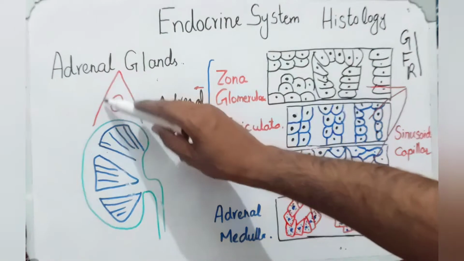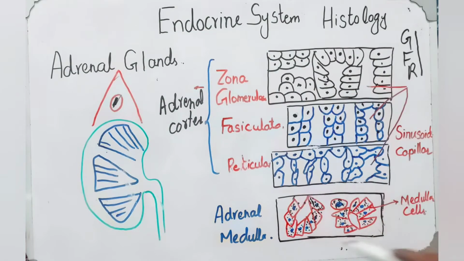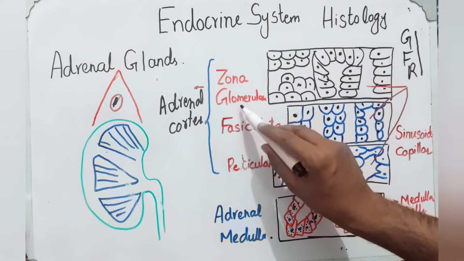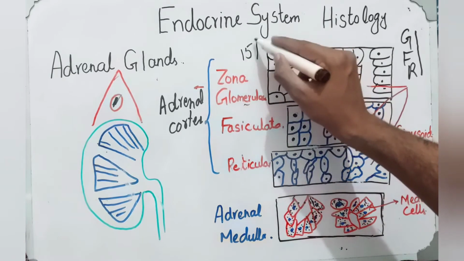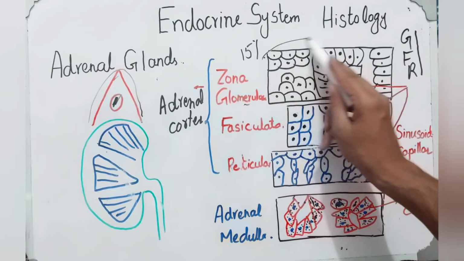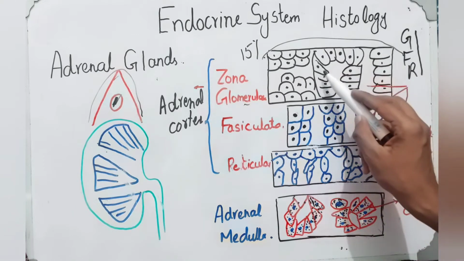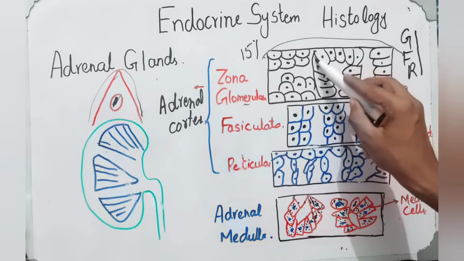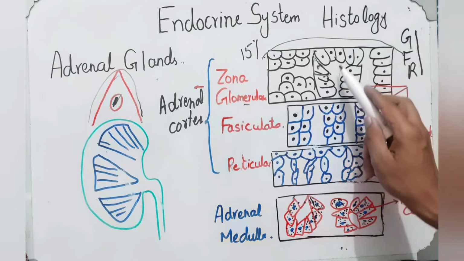Then, most importantly, this is the adrenal gland and inside it is the adrenal medulla. Now we are discussing the histology of the adrenal cortex and adrenal medulla. First of all, we are discussing the zona glomerulosa histology. It mainly makes up 15% of the cortex and lies just beneath the capsule. Here is the capsule of the adrenal gland. These cells are pyramidal in shape, and sinusoidal capillaries are present.